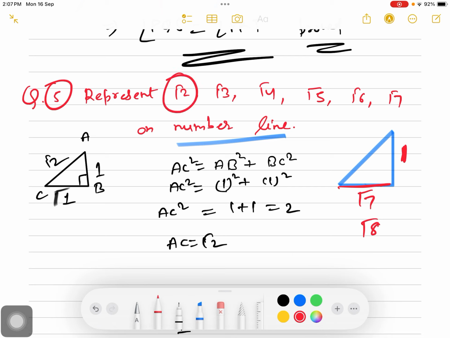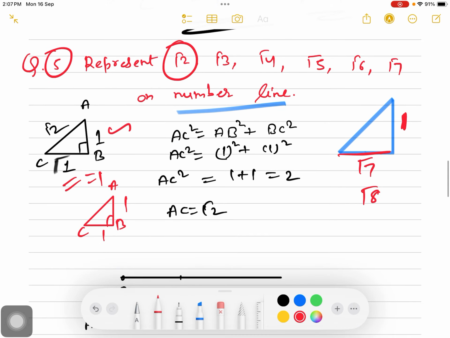So to locate root 2 on the number line, here always 1, and here root 2's previous number is 1, so here write root 1. So root 1 is equal to 1, right? So our triangle will be like that. Here 1, here 1. And the name of the triangle is ABC.